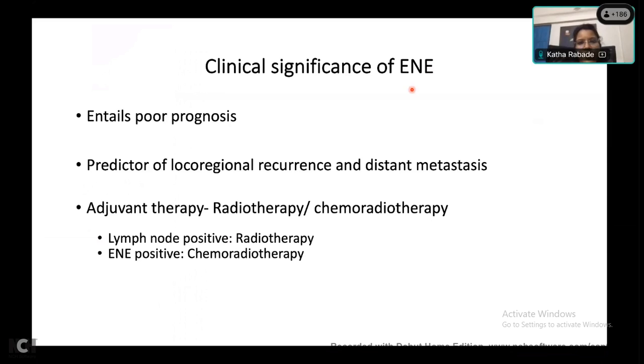So, clinical significance of ENE is it entails poor prognosis. It is a predictor of local, regional recurrence and distant metastasis. And in presence of ENE, adjuvant therapy is given. So, in cases of positive lymph nodes, radiotherapy is given. If there is extranodal extension that is present in these positive nodes, then chemoradiotherapy is given as adjuvant therapy.